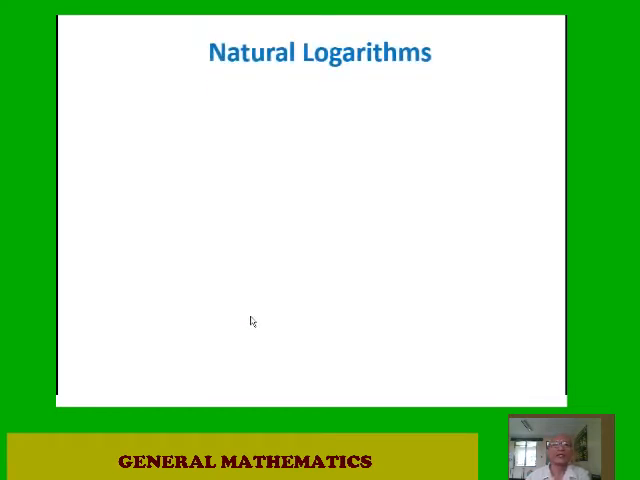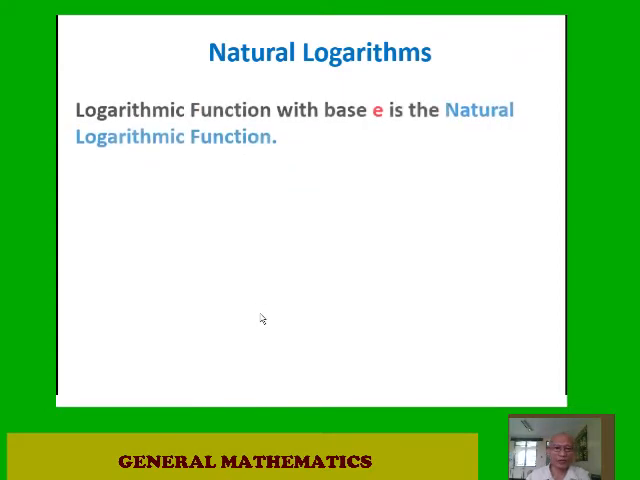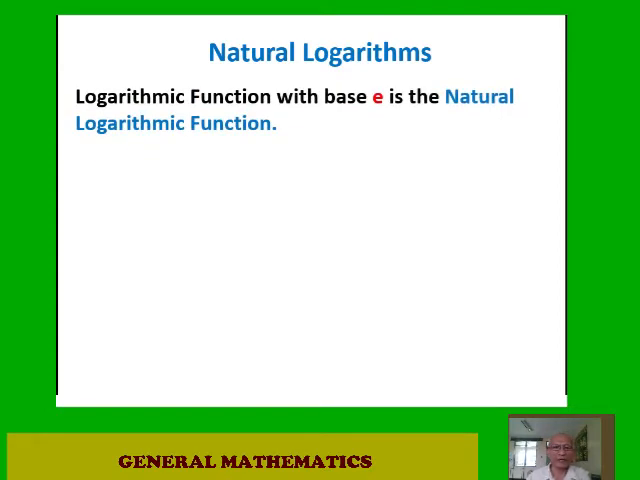Okay. Another type of logarithm is the natural logarithm. A logarithmic function with base e is the natural logarithmic function. In symbol, log x base e. If the base is e, we change our log into ln, which means natural logarithm of x. It is understood that its base is e, a special number, a constant.